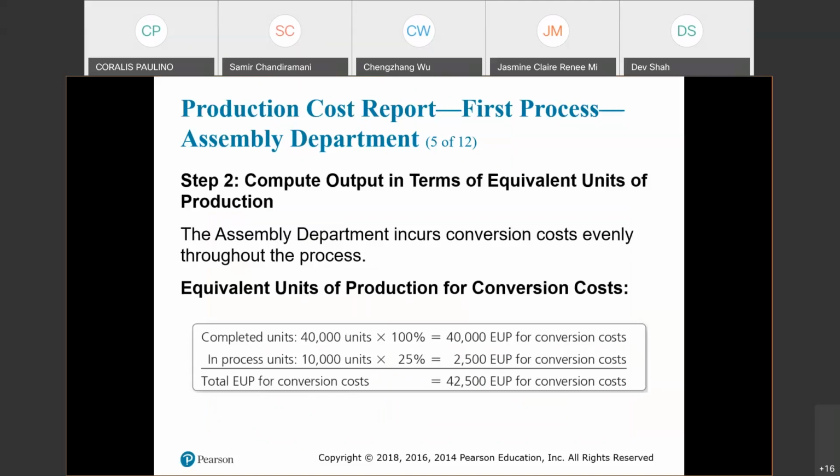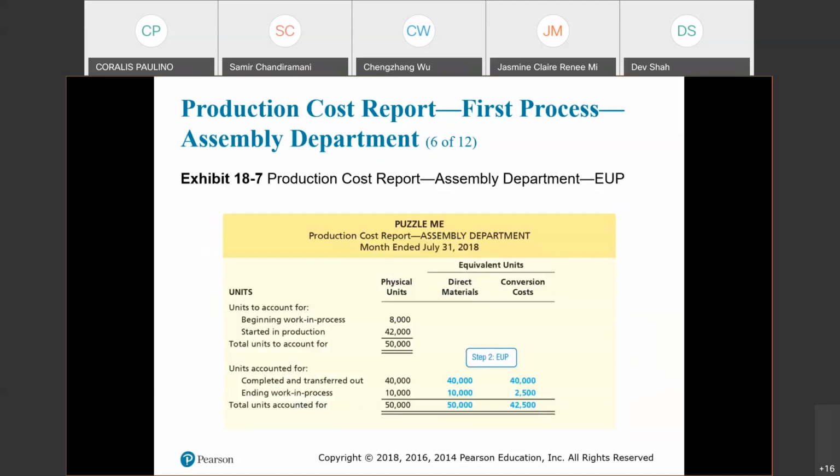So for the completed units, that's straightforward. We multiply by 100%. And for in-process units, which were not finished, we multiply by 25%. The blue part shows how we do the second step.